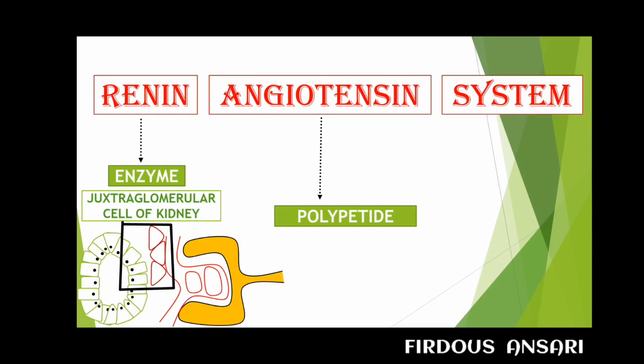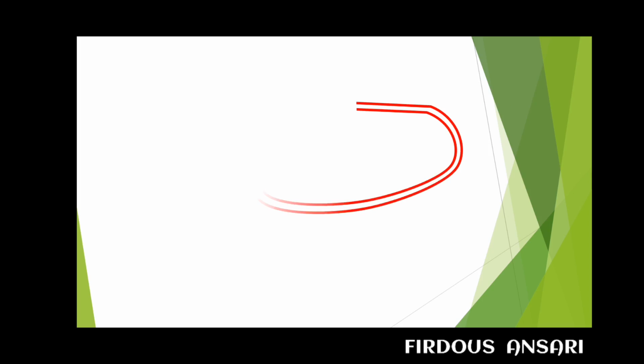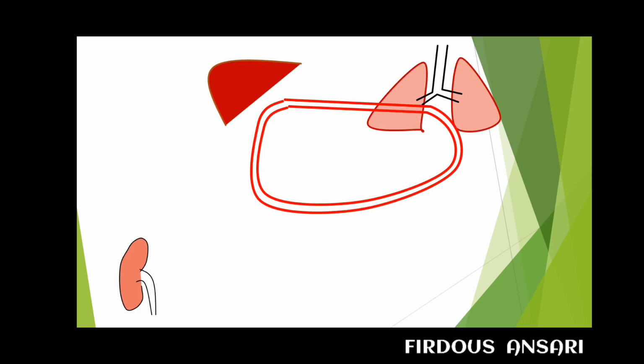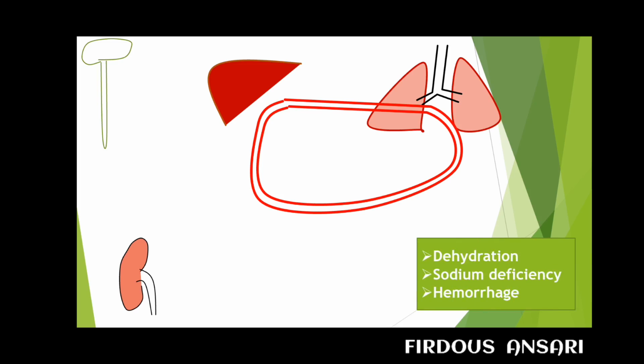So now we will check out the renin-angiotensin-aldosterone system. First of all, we will check out the normal physiology and then we will see what kind of problems or disorders can be solved when we inhibit this system. Suppose this is your blood vessel, this is your liver, kidney, lungs, and this is your brain along with its spinal cord. Stimuli that initiate the renin-angiotensin-aldosterone pathway mainly include dehydration, sodium deficiency or hemorrhage.